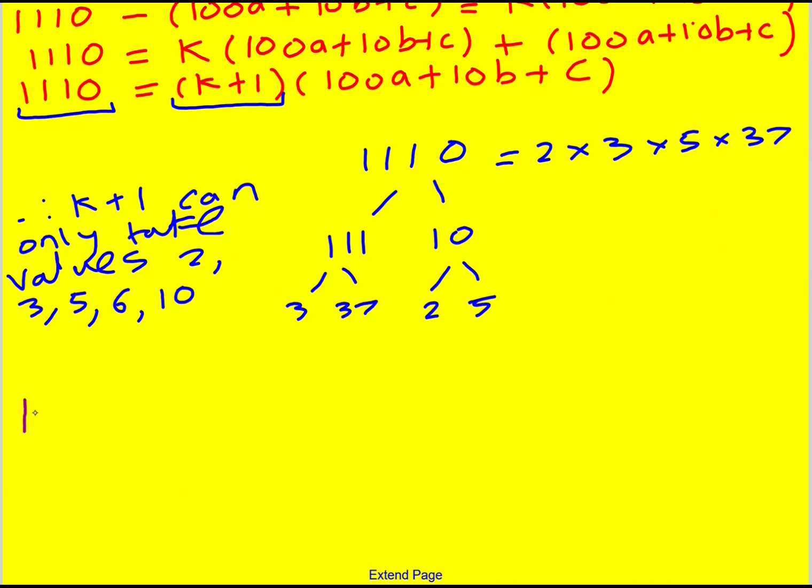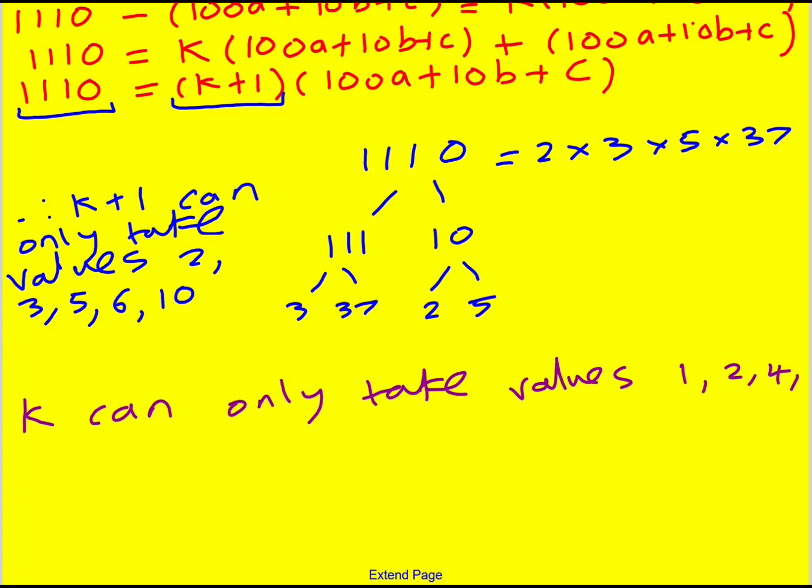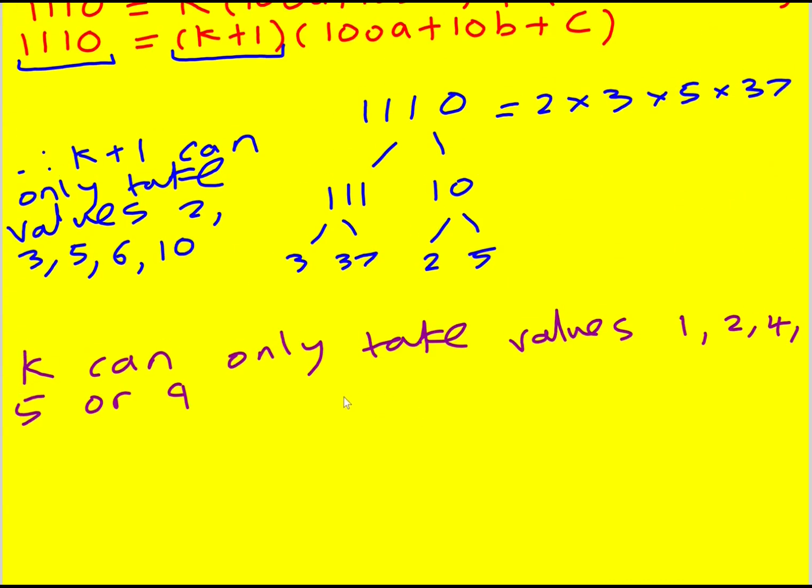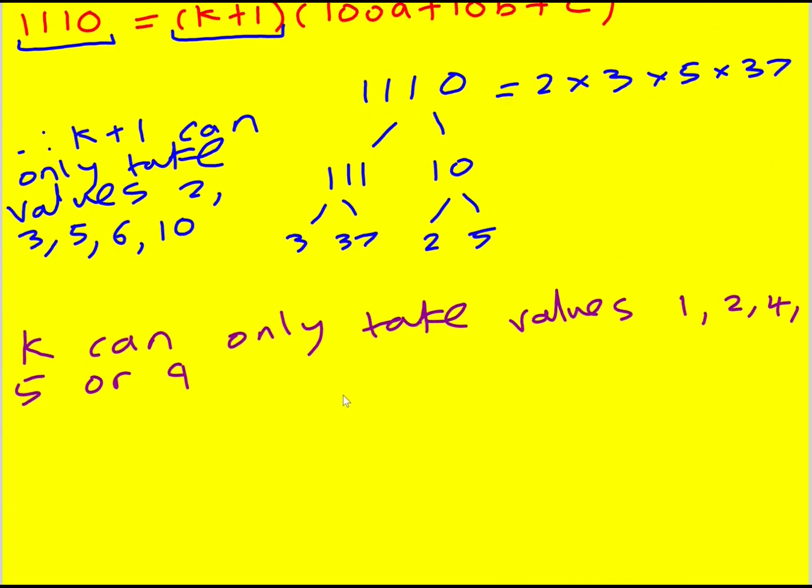And that means K can only take certain values. Now I just need to minus 1 from each of them: 1, 2, 4, 5, or 9. So let's take a look at each of these cases separately.